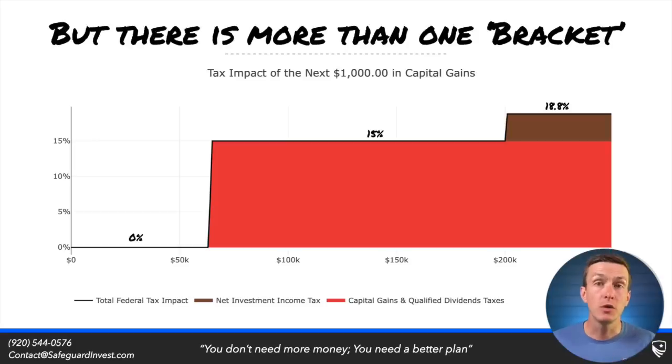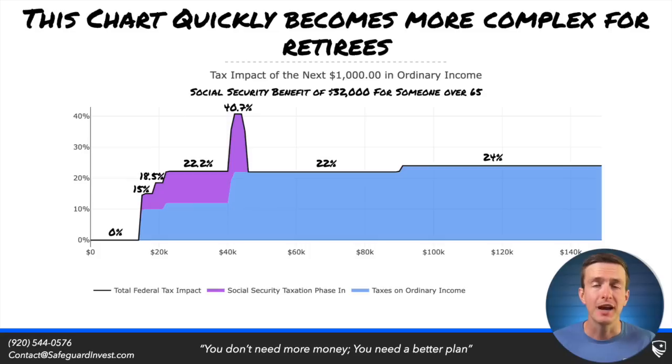So now let's start with our first and most common income stream that complicates this tax chart, Social Security. On the screen, I'm showing a single retiree with $32,000 of Social Security benefits. You'll notice here that the tax brackets change from 10%, 12%, and 22% to 15%, 18.5%, 22.2%, and 40.7% before finally dropping back down to 22%. Well, how is this possible?